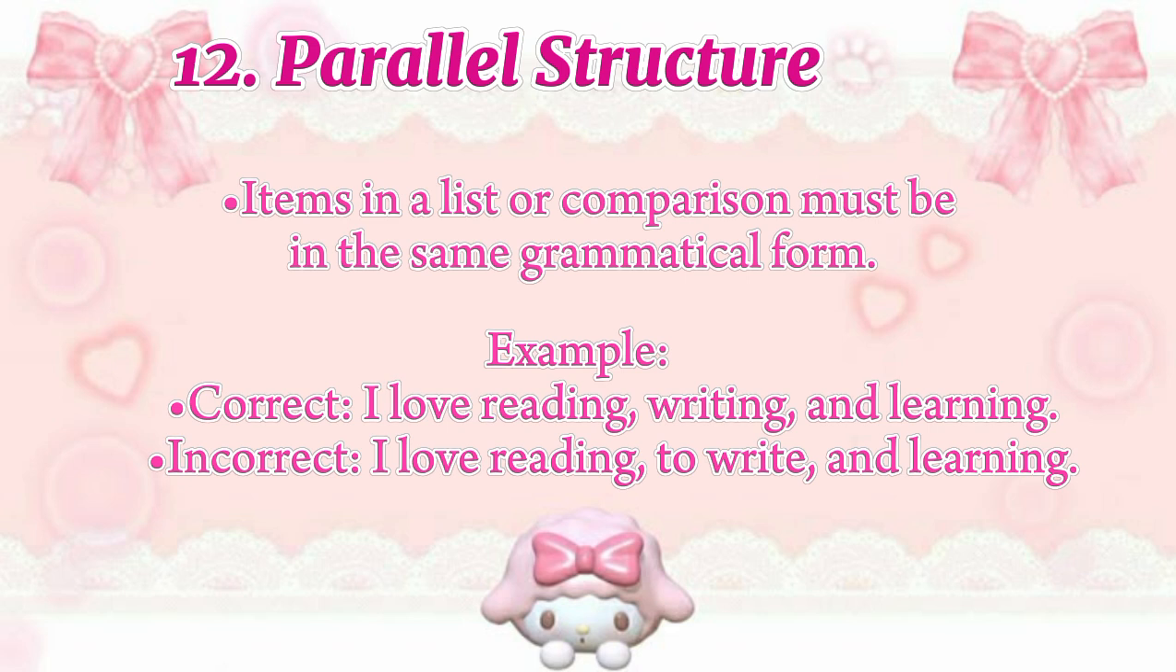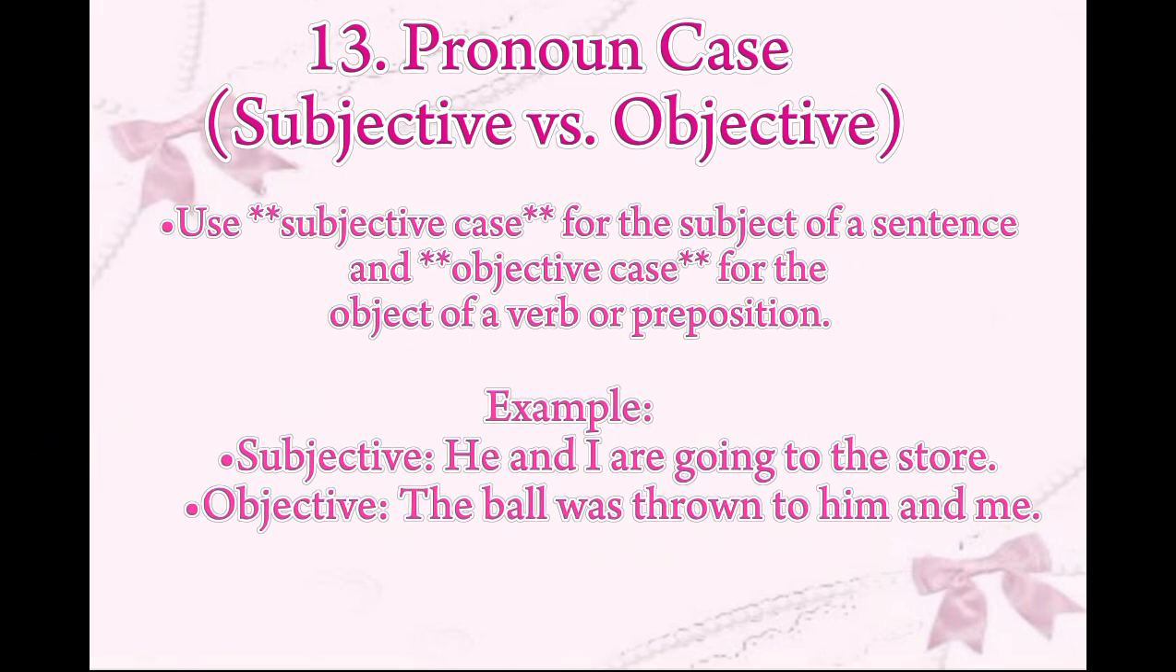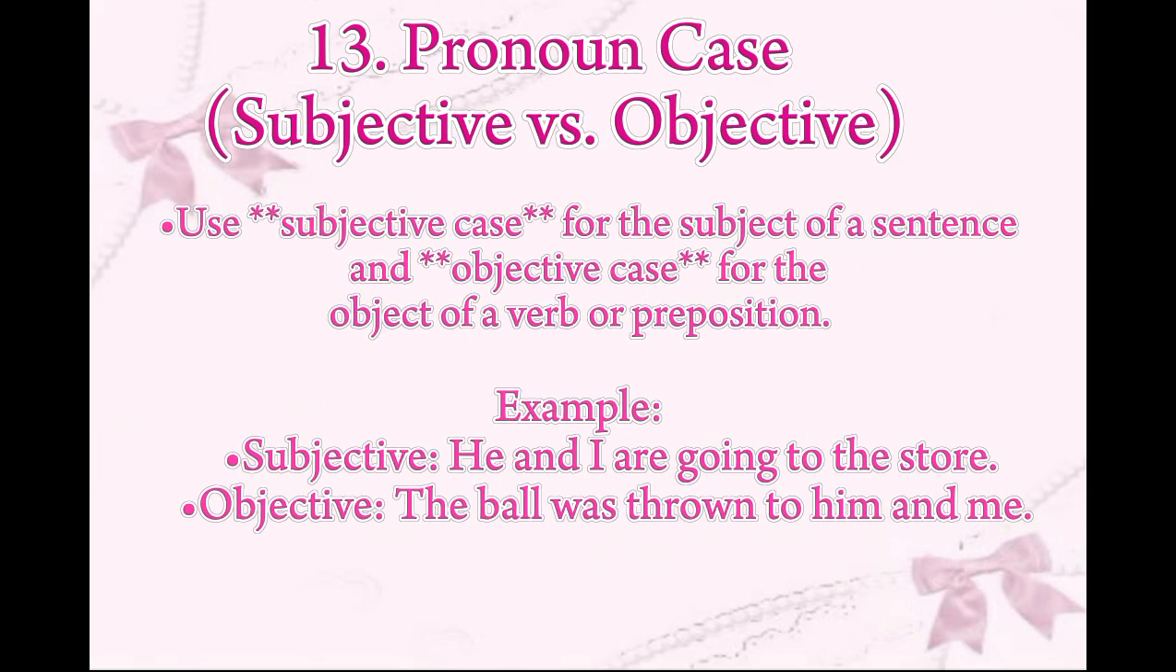The 13th rule is the pronoun case, subjective versus objective, meaning use subjective case for the subject of a sentence, and objective case for the object of a verb or preposition. For example, the subjective one is he and I are going to the store, and the objective one is the ball was thrown to him and me.